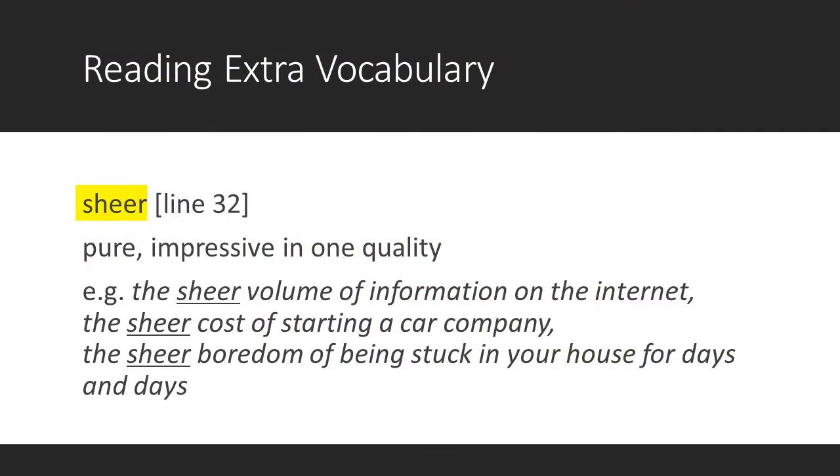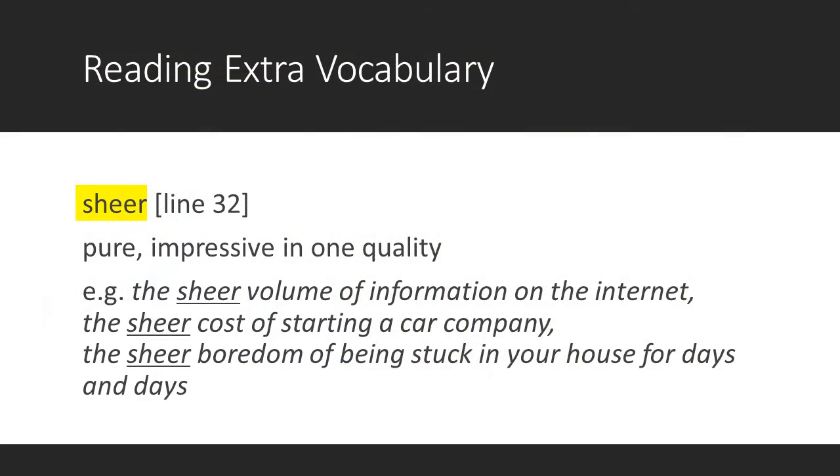Moving on, the last word I'll highlight out of this reading is the word sheer. And it's a hard one to define simply, but one way you might think of it is meaning pure, or it is impressive in one particular quality. So some examples are, you might say, the sheer volume of information on the internet. So the pure amount of crazy volume of information that's available online.